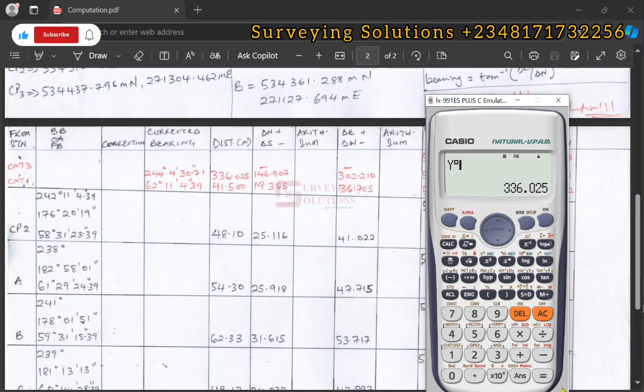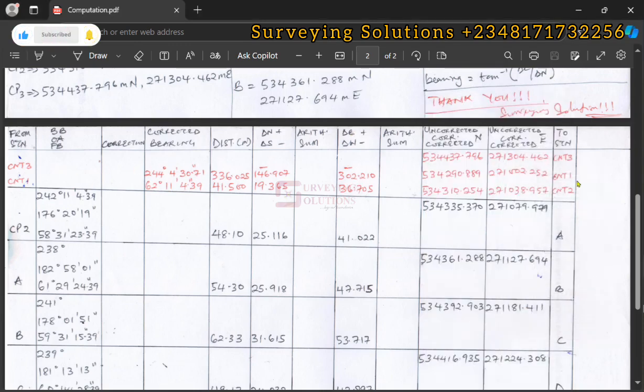so let's add that is negative, right? Good. So what we are going to do is that we are going to add 360 degrees to it, so that we can now get the equivalent bearing of that line, which is 244 degrees 4 minutes 30.37. So this is how you get the distance and bearing between your controls, right?